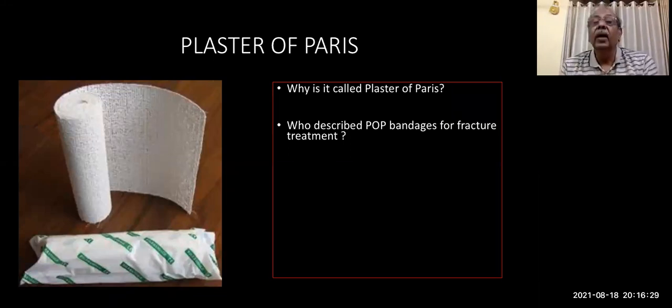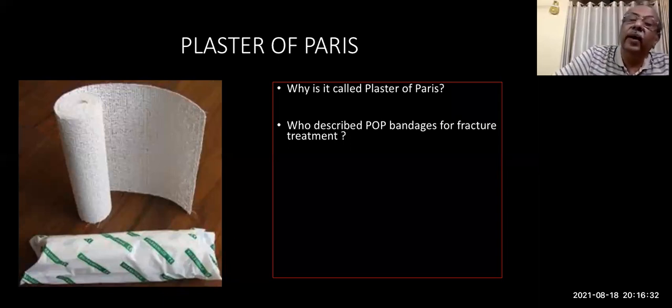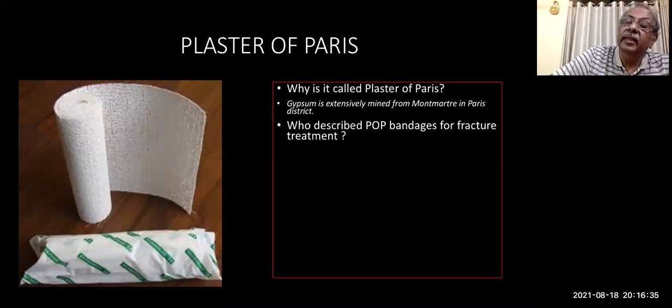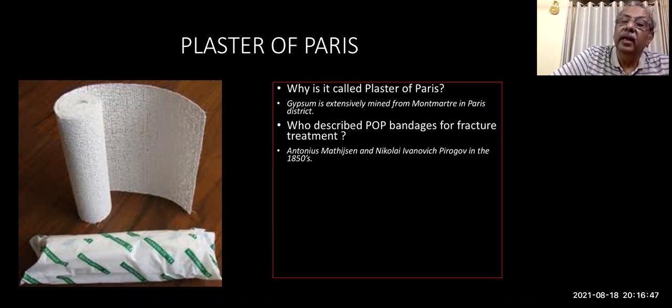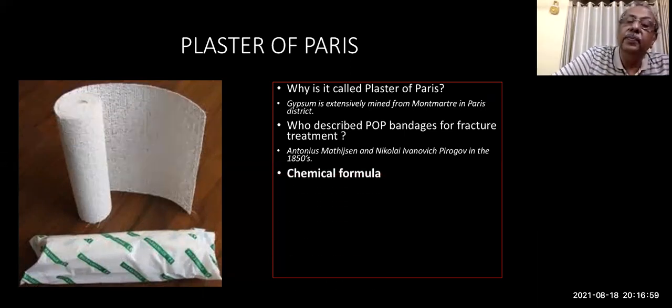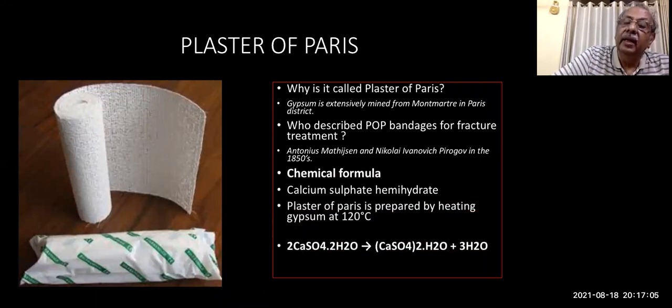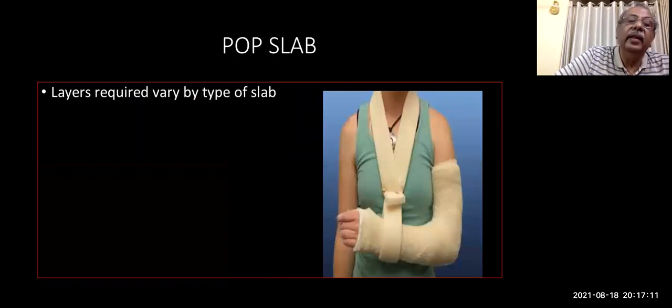Then another thing that can be asked is plaster of Paris, which all of you are using every day. Then they may ask you why it is called plaster of Paris. That is because gypsum was extensively mined from a town called Montmartre in Paris. Who described this? It was Antonius Mathijsen. You remember one name, and Nikolai Ivanovich Pirogov in the 1850s, who used this material for orthopedic use. Chemical formula: it is calcium sulfate hemihydrate, and plaster of Paris is prepared by heating gypsum to 120 degrees centigrade.